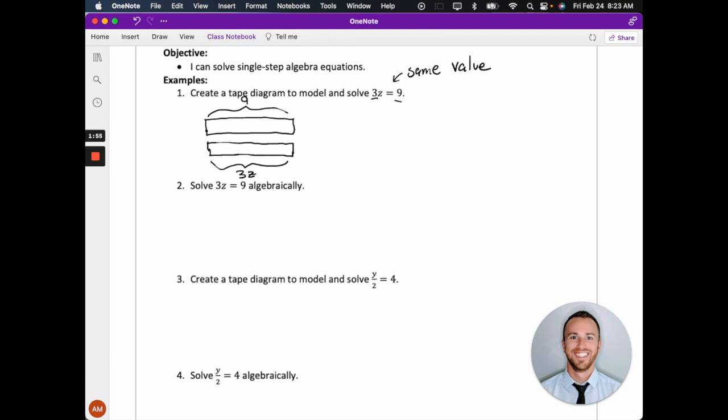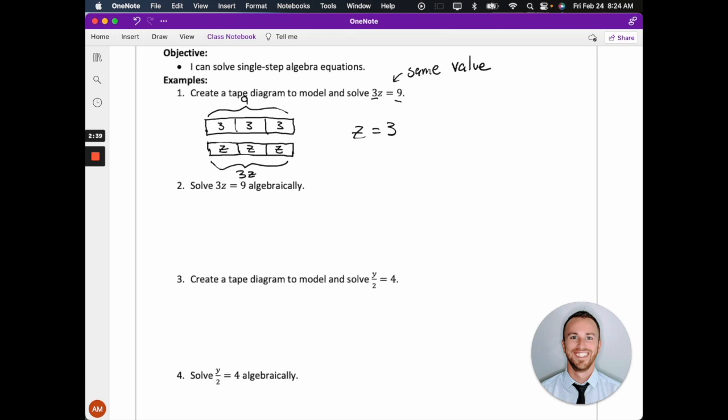My goal is to figure out what one of the z's is worth. How much is z? What is the value of z? This bottom tape diagram represents 3 z's. So if I split this into 3 sections, each one is z. If I do the same thing to 9 and split it into 3 sections, each one is worth 3. So when I look at that, I can see z is equal to 3.